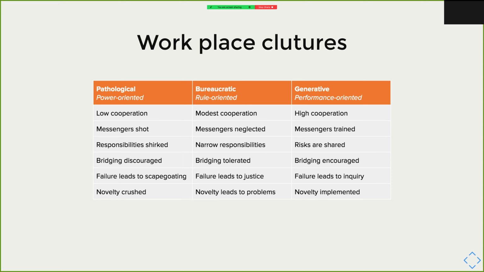Then we have the one we want, the generative organization, and it is characterized by actively seeking and sharing information to better enable the organization to achieve its mission. Responsibilities are shared throughout the value stream, and failures result in reflection and genuine inquiry. Westrum could see that hospitals where they wanted to learn from mistakes were also safer places for patients. And this can also be seen in IT organizations and helps us create more stable systems.